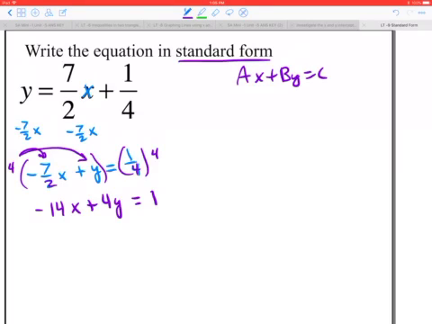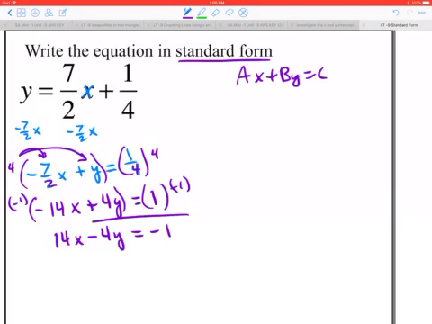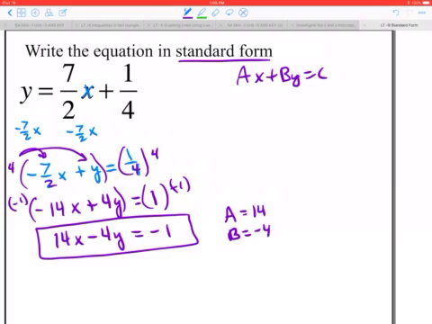Still solving here in standard form, I want ax plus by equals c. I've got the x and the y on the same side. I don't have any fractions or decimals anymore, but I do have an a value that's negative. So the next thing I want to do is multiply through by negative 1. That's going to give me 14x minus 4y equals negative 1. Now I've got my equation in standard form, where a is 14, b is negative 4 because there's a positive in the equation, so that negative is with the 4, and c is negative 1.